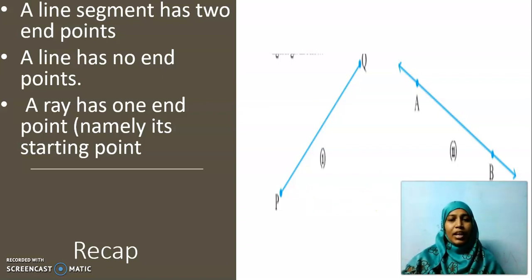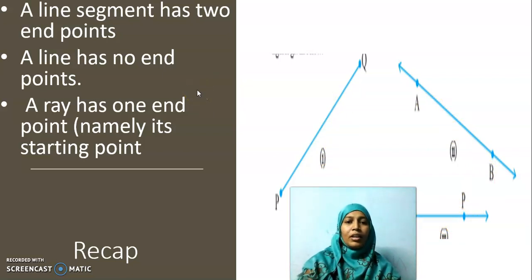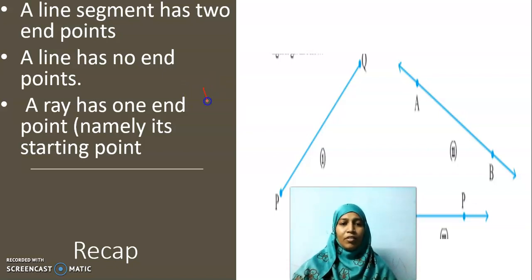A line segment has two endpoints. Which has two endpoints here? First line segment: PQ or AB or OP. Yes, PQ is a line segment. How to write a line segment? We will write PQ with a bar on its top. This is PQ line segment.